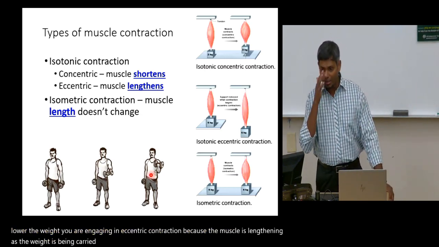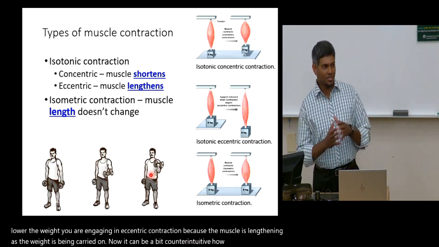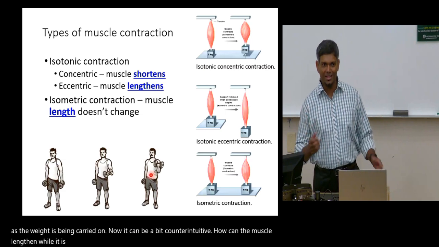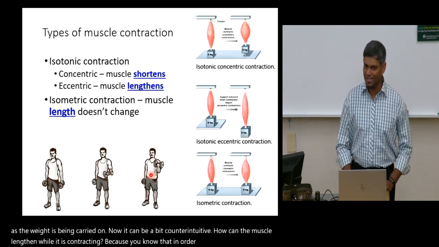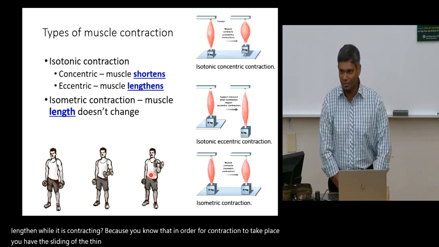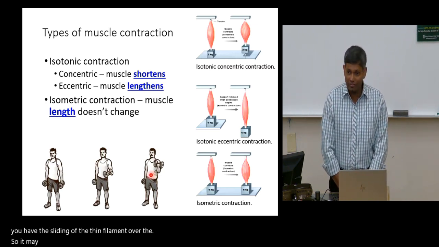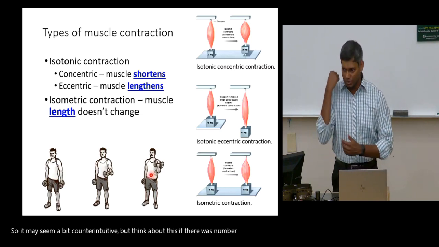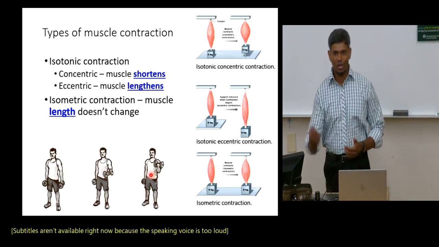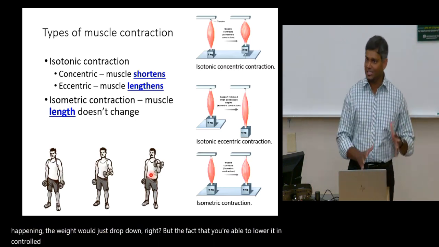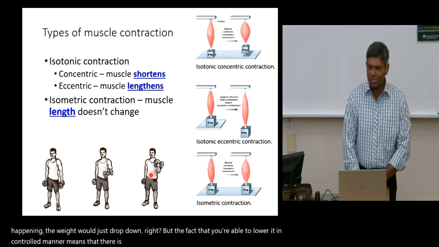Now it can be a bit counterintuitive. How can the muscle lengthen while it is contracting? Because you know that in order for contraction to take place, you have the sliding of the thin filament over the thick filament. It may seem counterintuitive, but think about this: if there was no contraction happening, the weight would just drop down, right? The fact that you're able to lower it in a controlled manner means that there is eccentric contraction taking place.